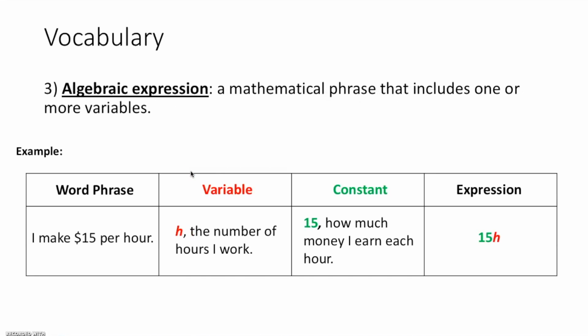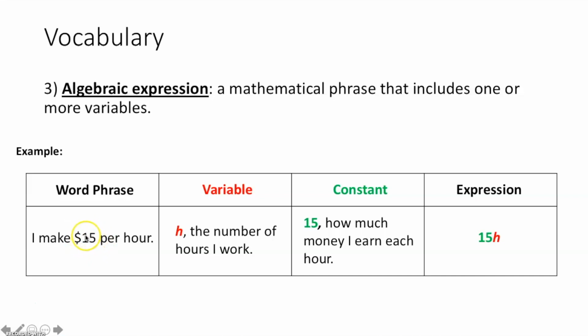Next, we have algebraic expression. An algebraic expression is a mathematical phrase that includes one or more variables. For our example, we have a word phrase that says, I make $15 per hour. So this is just a sentence. From this sentence, we can make an algebraic expression. First, we need to pick a variable. You can see that here we have $15 per hour. So as the number of hours changes, I get paid more money. What we're going to do is say h is going to represent the number of hours.